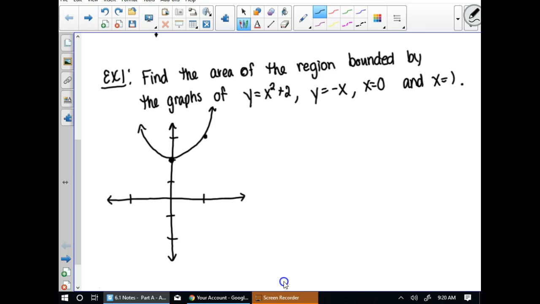And then we have y equals negative x. So y equals negative x, that is a line that has a slope of negative 1. So we end up with something that looks like this here. And we're only looking from x equals 0 to x equals 1. So we're cutting the graph off here. And we're looking for this area right here.